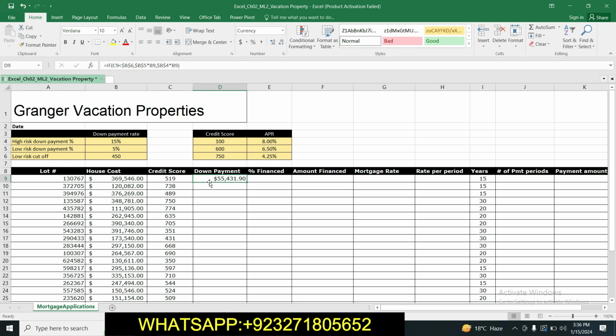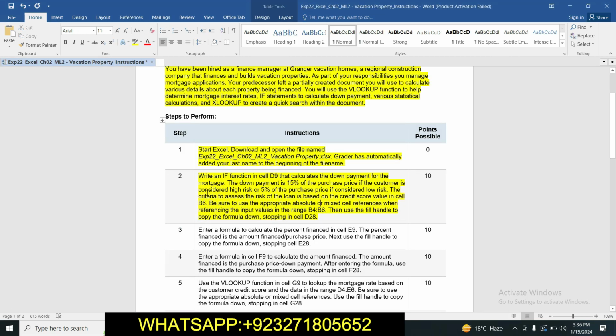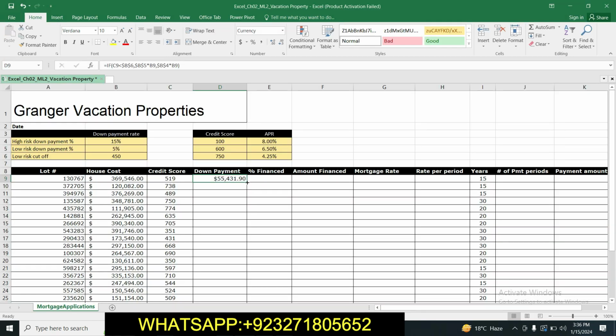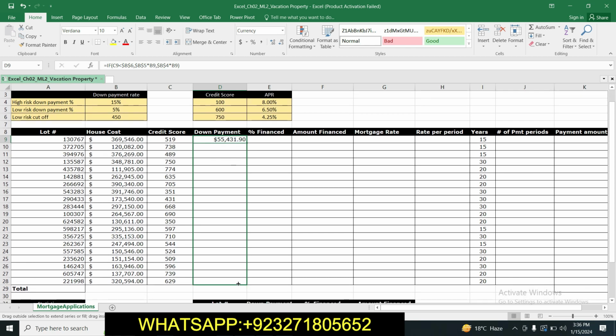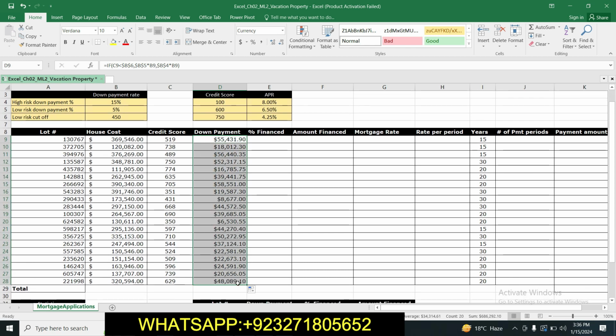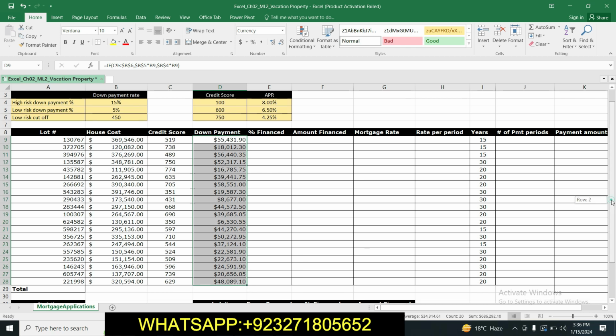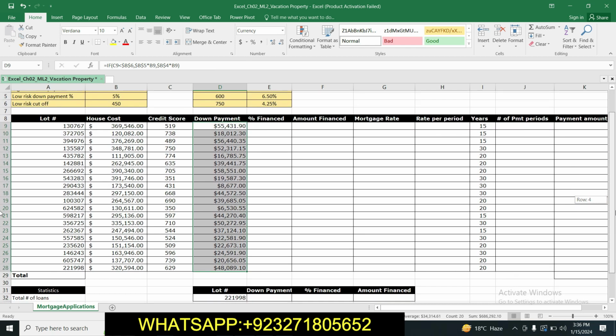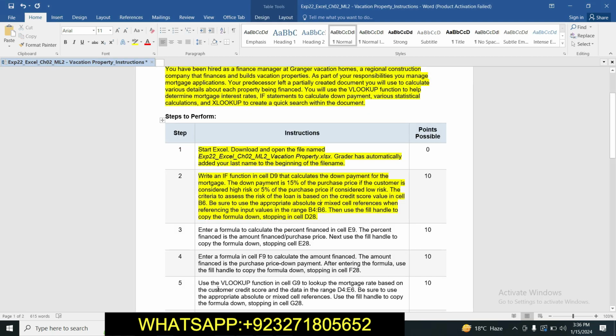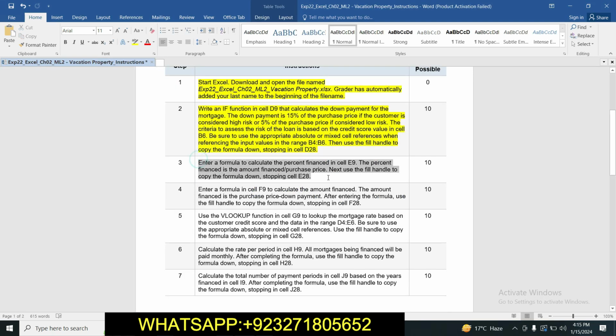Now here our down payment is 55,431.90, calculated by using this formula. Step number 2 is completed now. Here we have to copy the formula down, stopping in cell D28. We will use the autofill handle to copy this formula from D10 to D28. Step 2 is complete. Next step is step number 3.